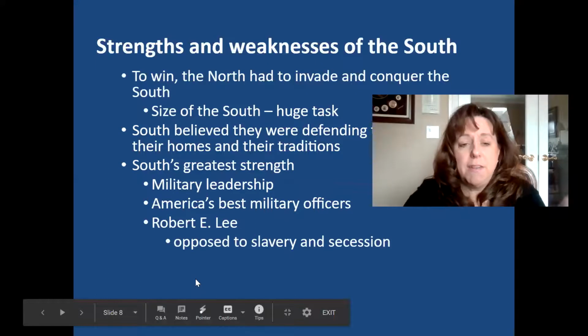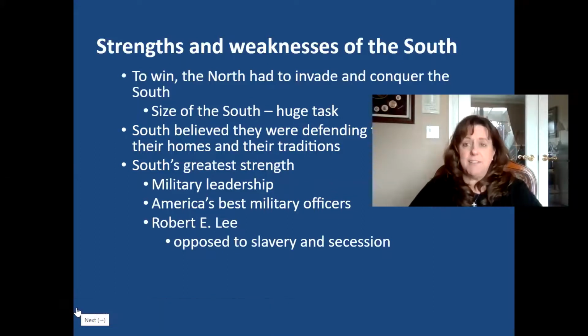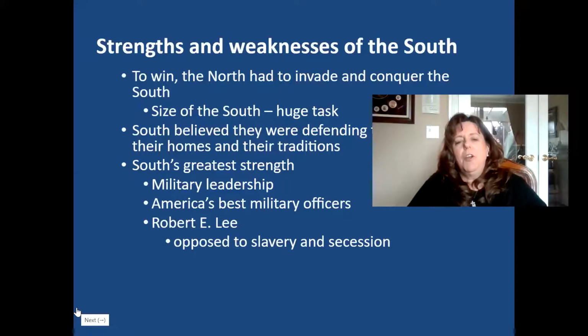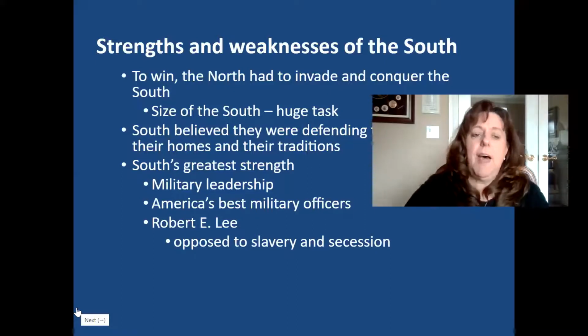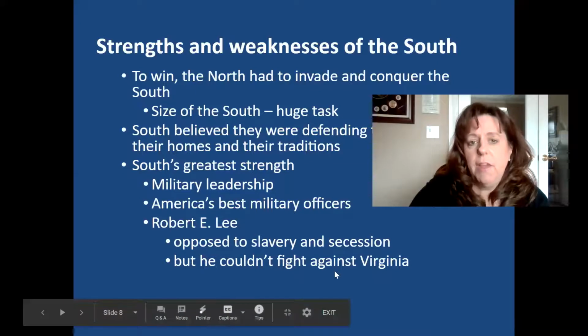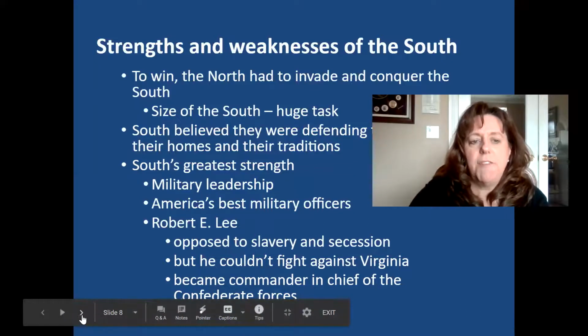He went back to his home state of Virginia. He did not think slavery was a good idea. He did not think it was a good idea for states to secede. And therefore, Abraham Lincoln tapped him and said, I want you to be in charge. But even though he agreed with Lincoln on all these principles, he cared more about his home state. And so he left and went back to Virginia. He couldn't fight against Virginia. There was no way he thought he could do that. And he became the commander in chief of the Confederate forces.